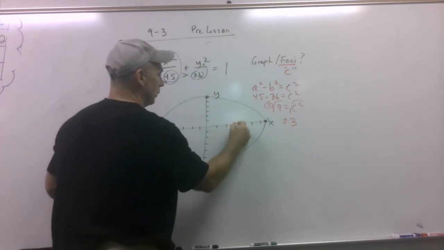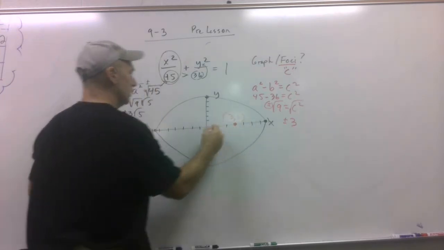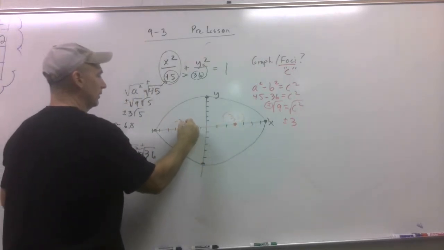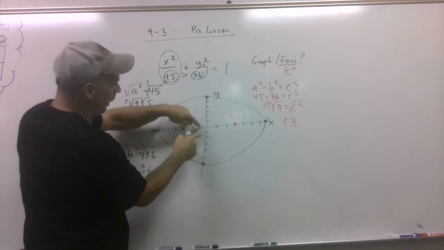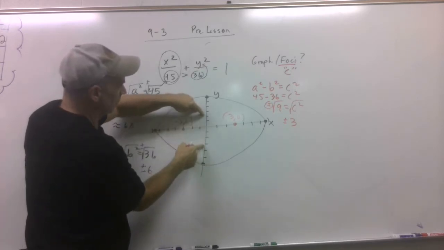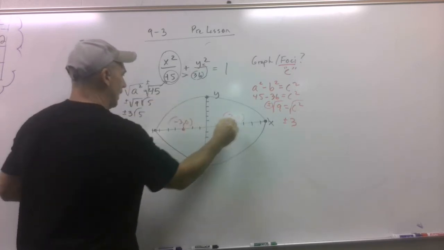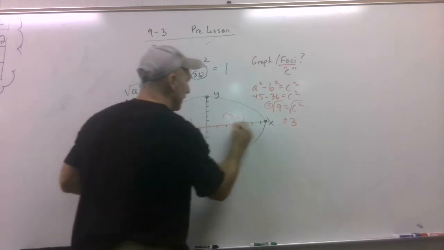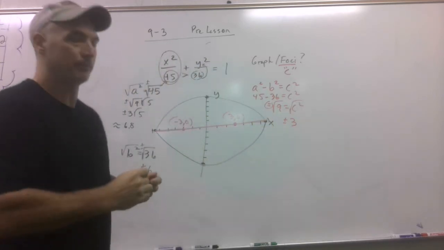So that'd be right here, 3, 0. And here, negative 3, 0. Question, why wasn't it 0, 3, and 0, negative 3? Because the foci are always on the major axis, which is the longer one.